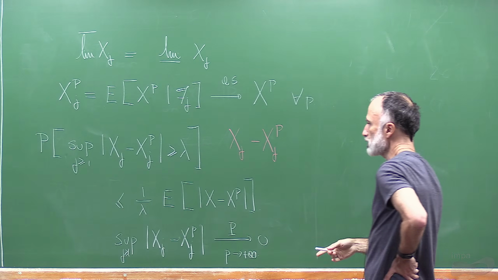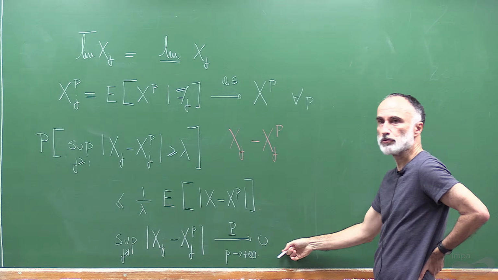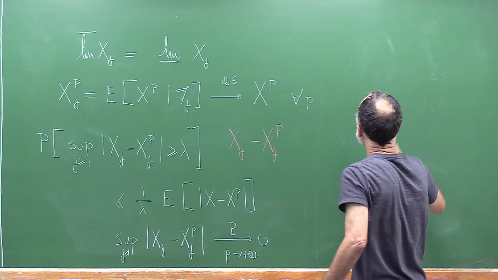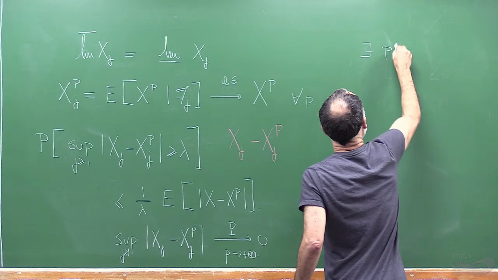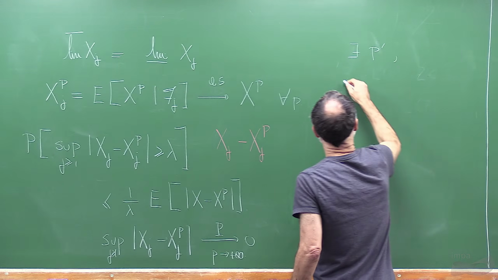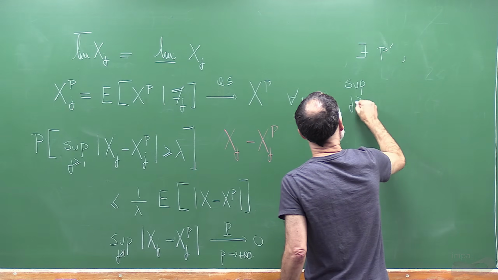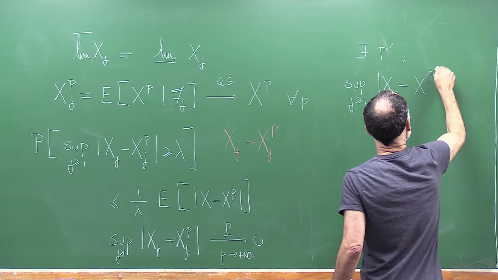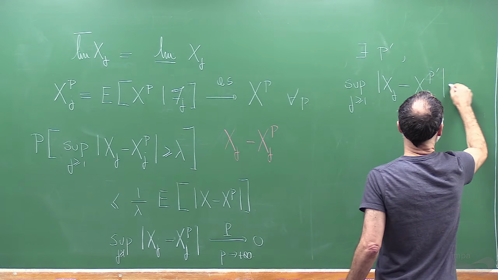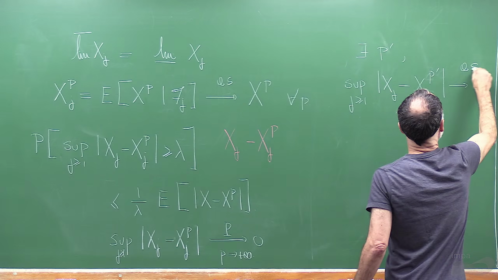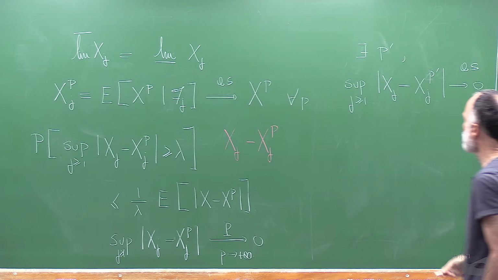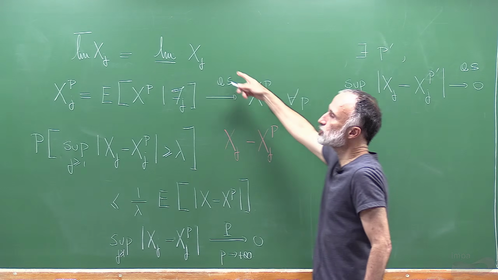Okay, let me write it here. So this is converging to 0. You all agree with that? So I can extract a subsequence which converges almost surely. Fine, and this is what I want to prove.